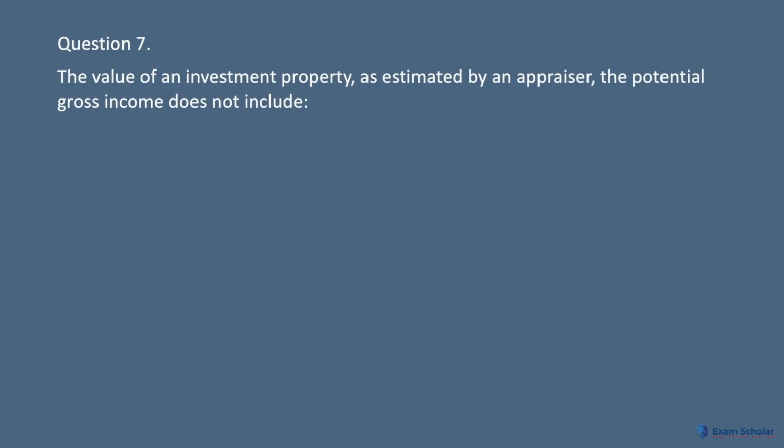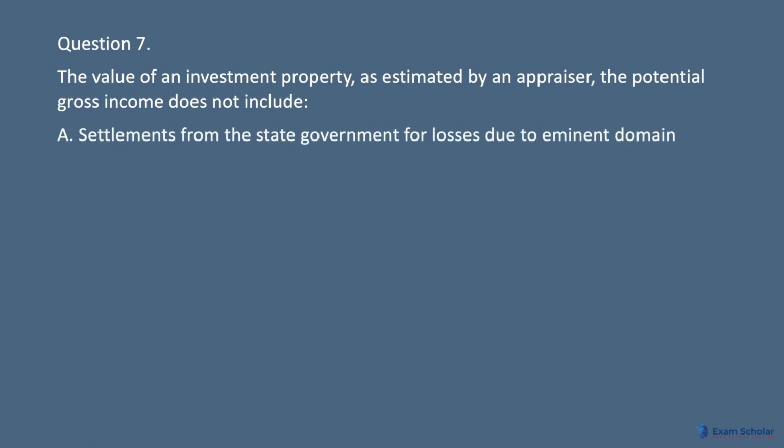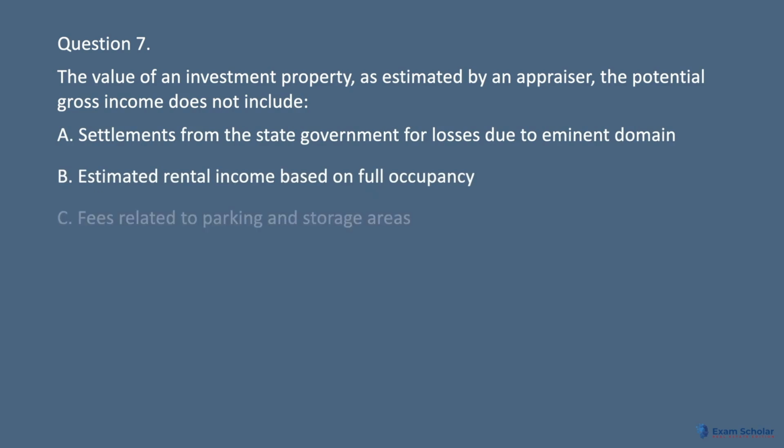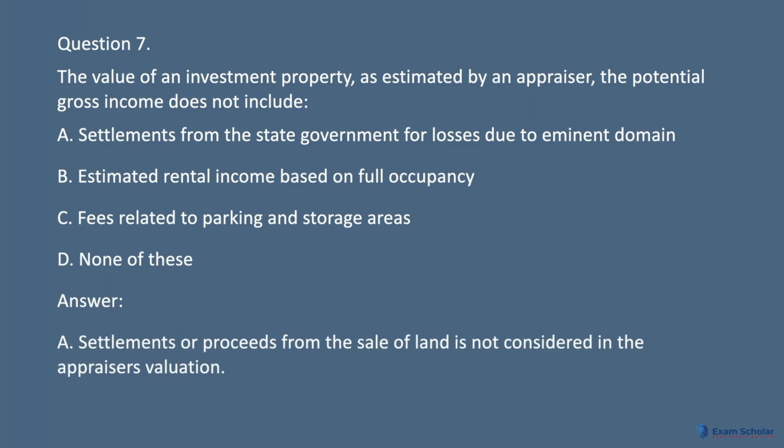Question 7. In the value of an investment property, as estimated by an appraiser, the potential gross income does not include A. Settlements from the state government for losses due to eminent domain. B. Estimated rental income based on full occupancy. C. Fees related to parking and storage areas. D. None of these. Answer: A. Settlements or proceeds from the sale of land is not considered in the appraiser's valuation.